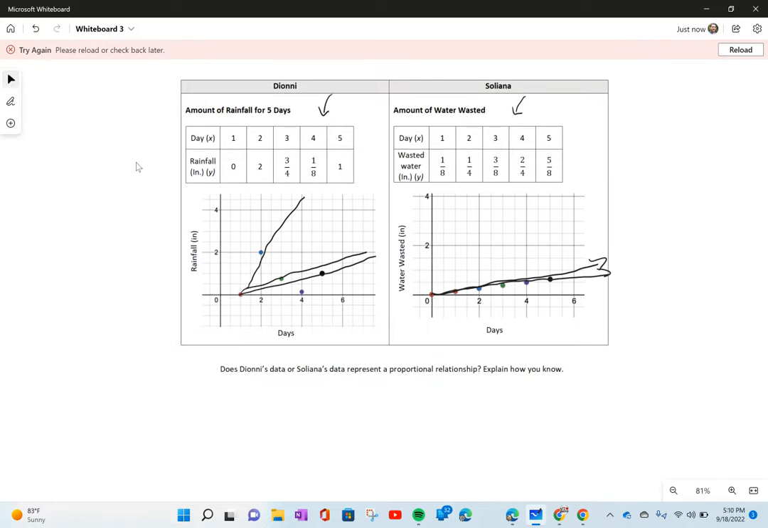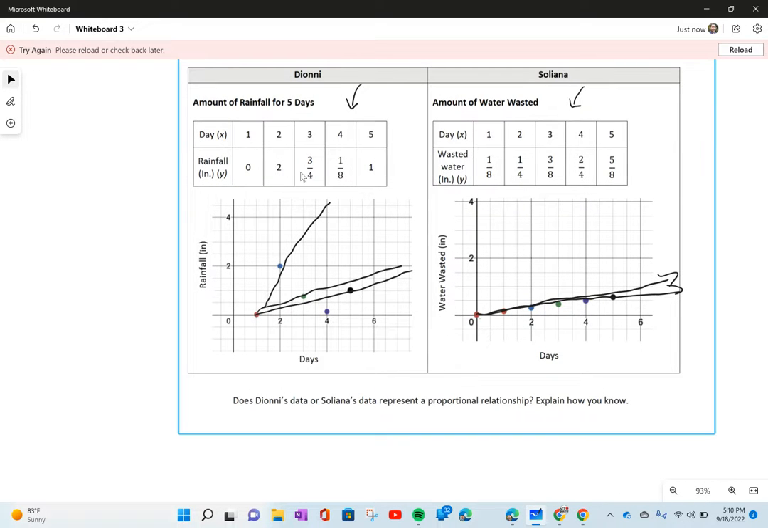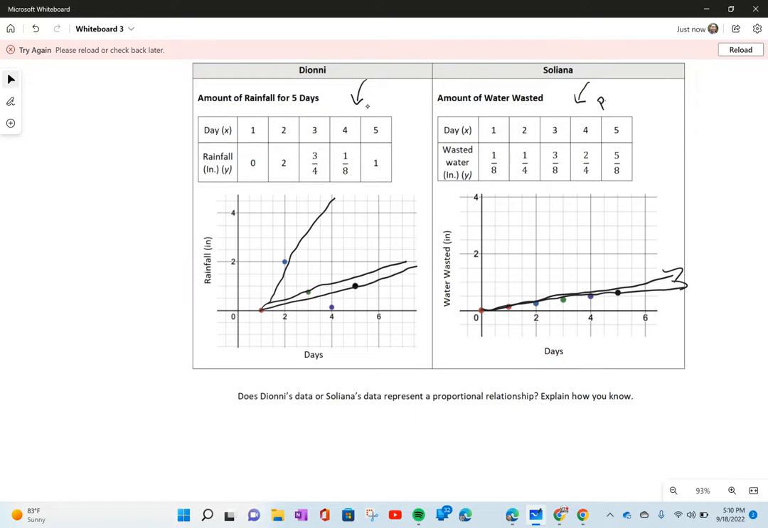And when I divided on the calculator to check for the unit rate, it was inconsistent for Dione, but gave me the same unit rate for Soliana. So I would go ahead and say that this graph is proportional and that this is non-proportional. When I divided all these numbers, I did not get the same number each time. When I divided these numbers, I got the same number each time.